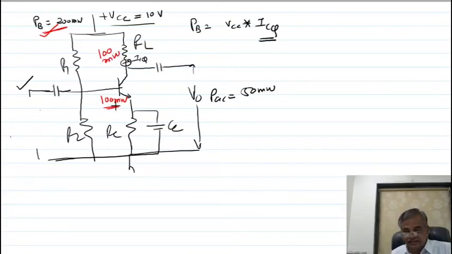DC power dissipated in a transistor is how much? 50% of the supply. Here, how much? 50% of this supply. When you have not given the AC input signal, this is the wastage, here is the wastage, and here is the wastage. This DC power dissipated in a transistor is 50% of supply power, and 50% of the supply power is wasted in RL.